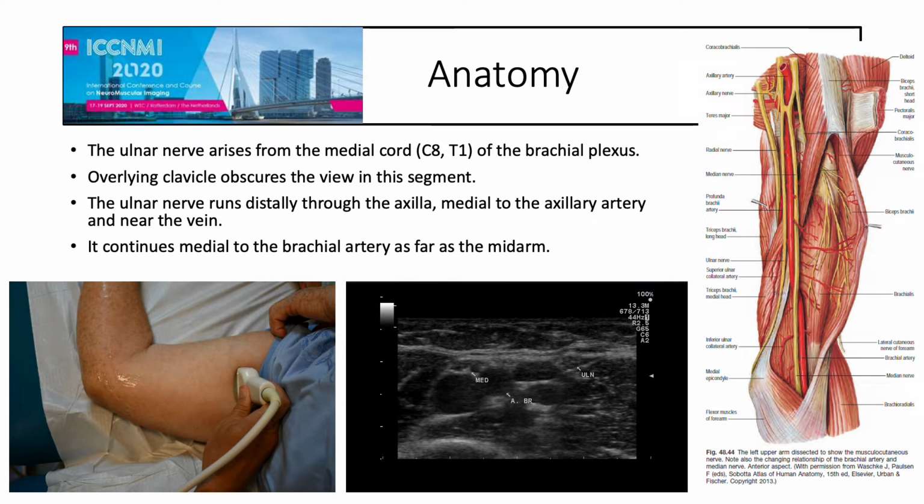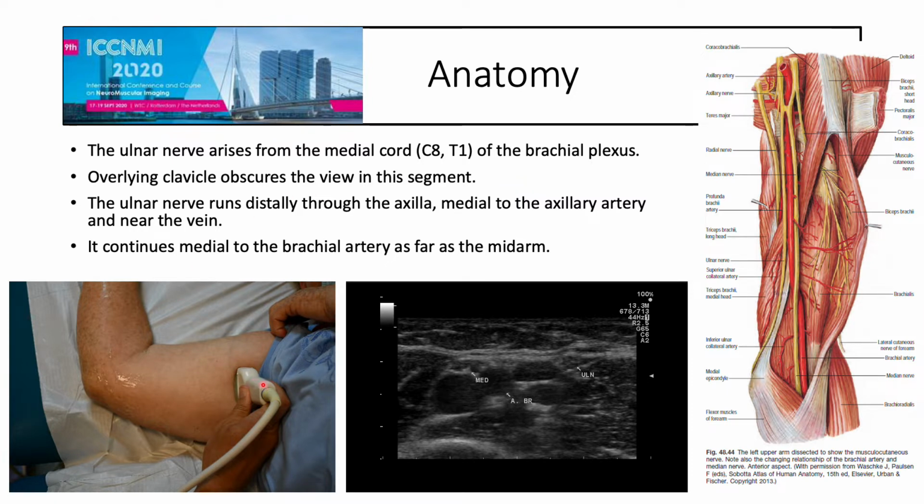So the ulnar nerve arises from the medial cord, C8 to T1, of the brachial plexus. The overlying clavicle obscures the view in this segment. The ulnar nerve then runs distally through the axilla, medial to the axillary artery and near the vein. It continues medial to the brachial artery as far as the midarm.